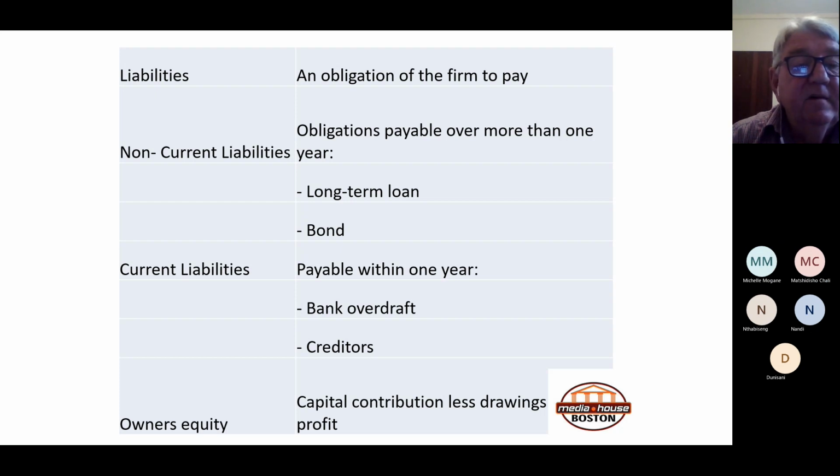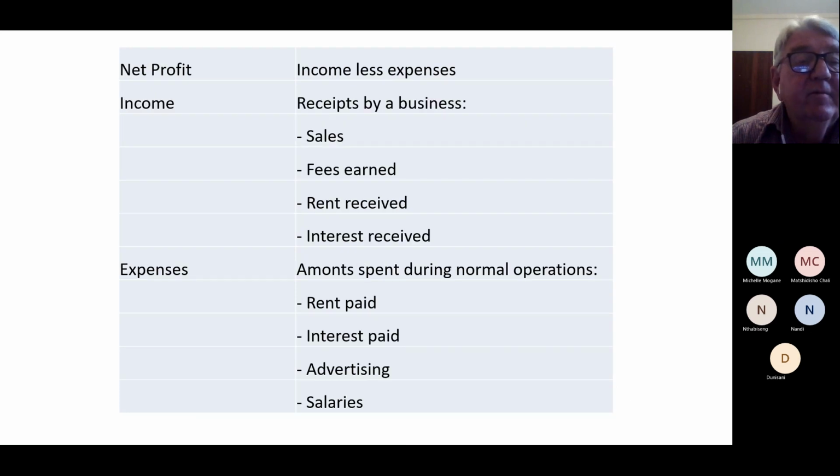Then we have owner's equity. Owner's equity is your capital contribution by the owners, less your drawings and plus your profit. So that is under owner's equity. Net profit is your income less your expenses.